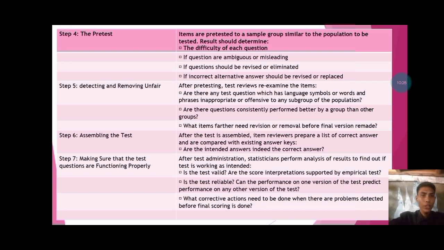Step 6, assembling the test. After the test is assembled, item reviewers prepare a list of correct answers, which are compared with the existing answer key. Are the intended answers indeed the correct answers?